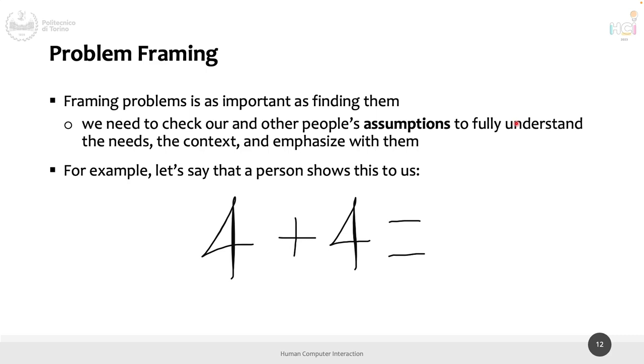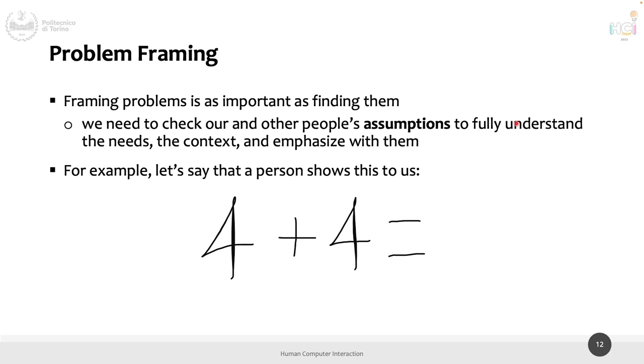So clearly there is a trick here, right? But let's say that you all say 8. You see this, and the first thing you think is 8, right? Because 4 plus 4. Okay, now let's check how many assumptions you made. Because I never told you that this is math. And I never told you that this is a 4, actually. And I never told you that this is base 10, for instance. So you made a lot of assumptions here.